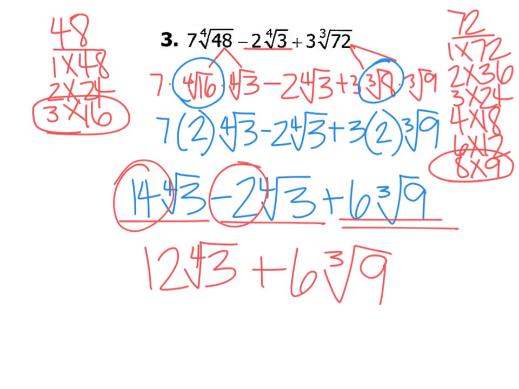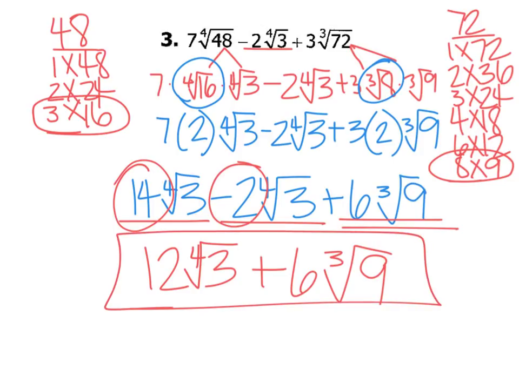Now, our two radicals do not have the same index. This is a third root, a fourth root, and they do not have the same radicand, so we cannot combine them. They are not common radicals. So this would be our final answer. We've simplified it as much as we could, and we are done.